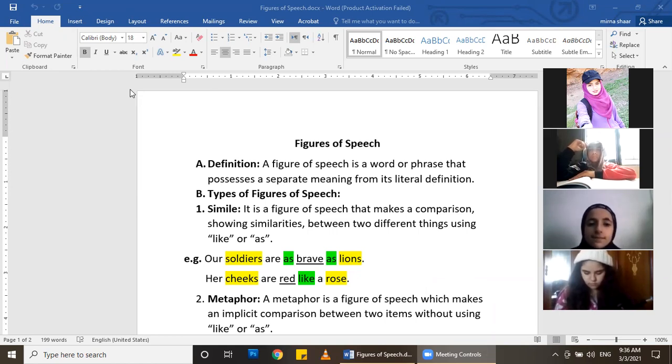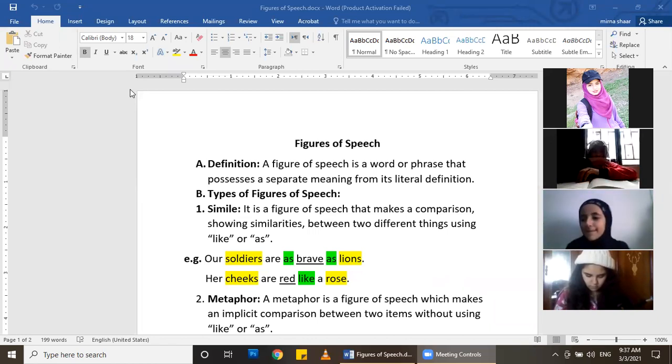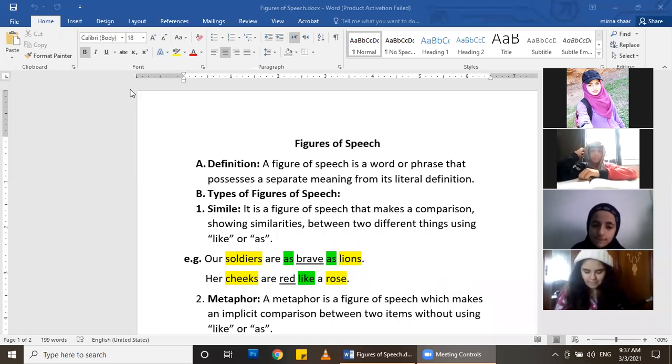So any statement that includes a figure of speech, I shouldn't simply look at its literal meaning, or literal definition. Literal definition means to directly open the dictionary and see what the meaning of soldiers, what the meaning of braves, etc. Okay, so usually we use figures of speech because it makes our writing more creative. It makes it better, and also for the readers, you're going to attract their attention.